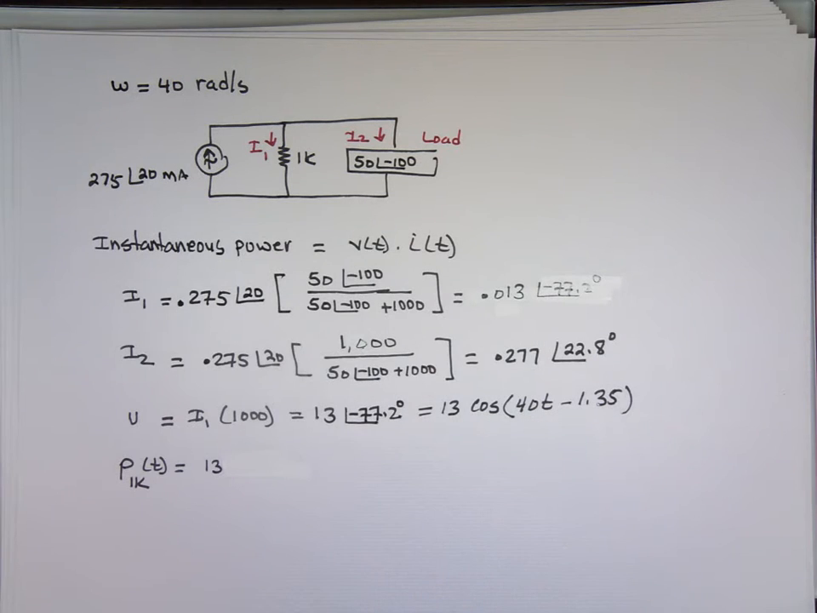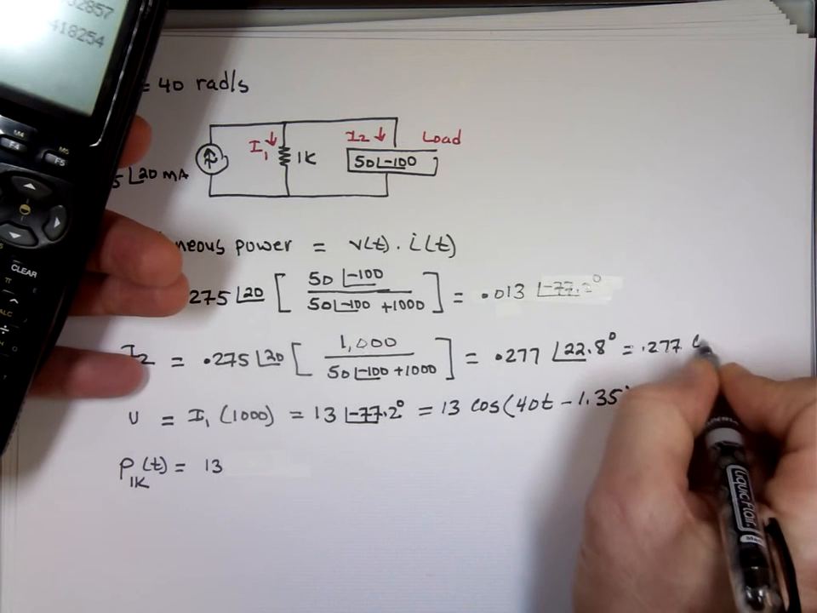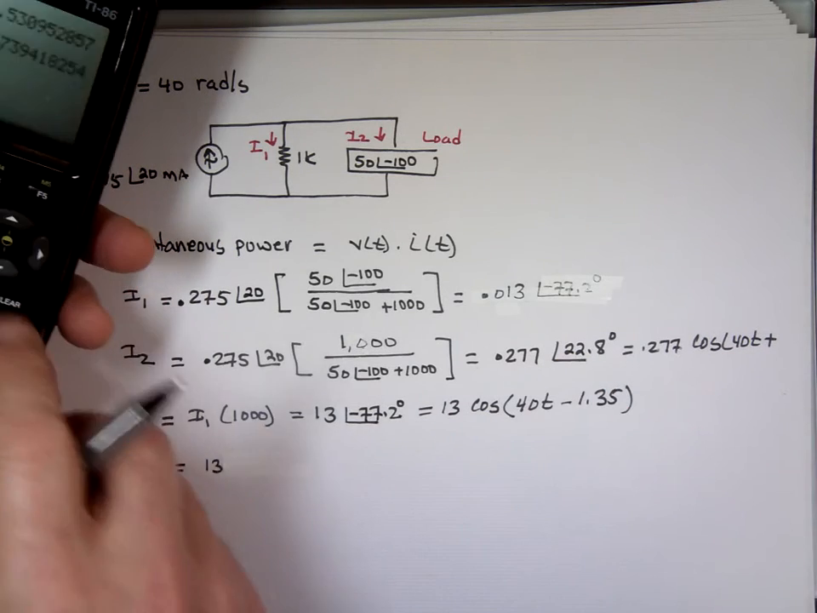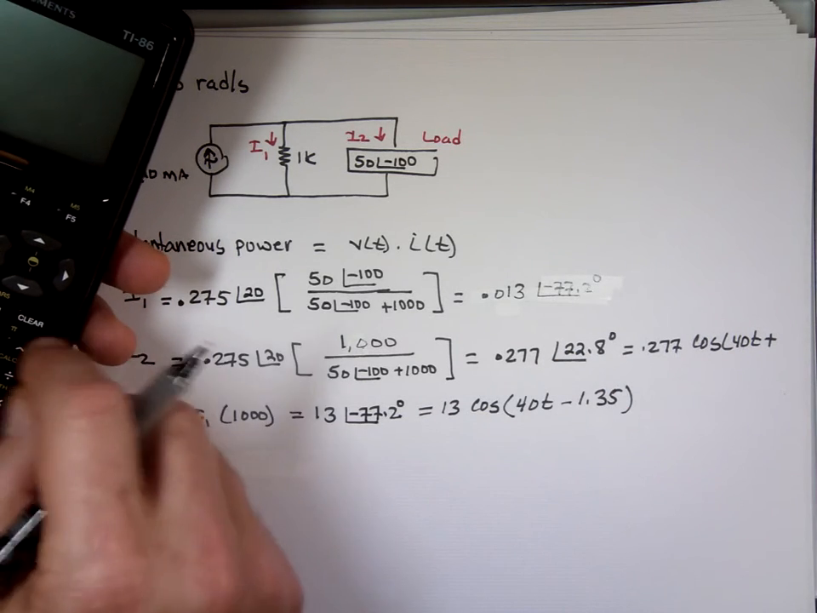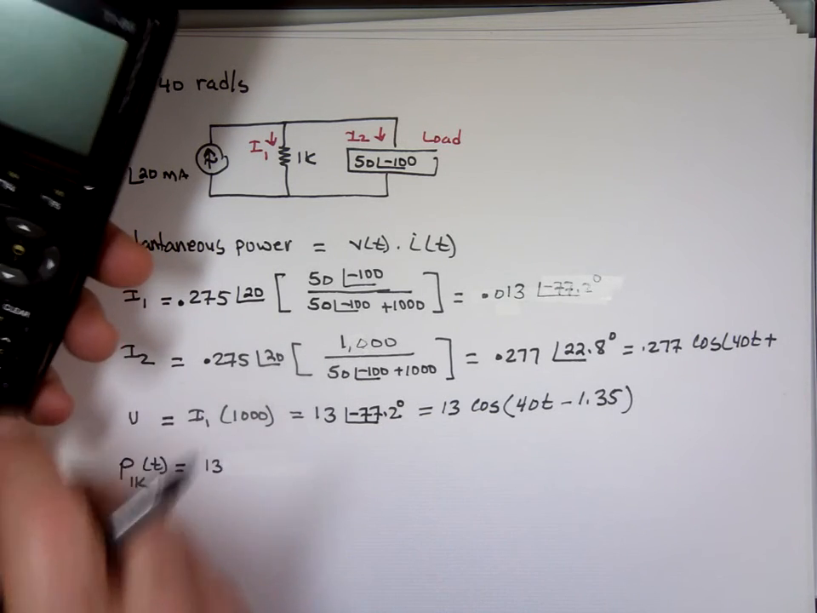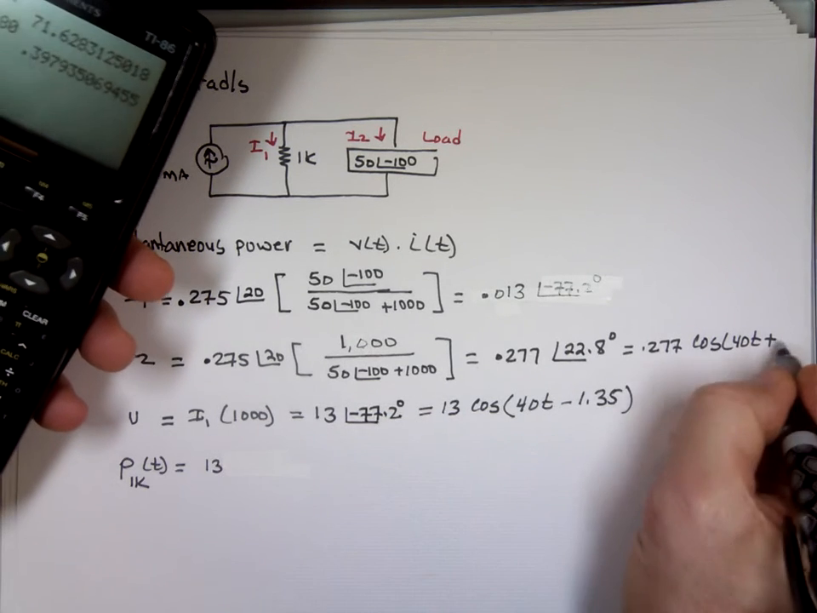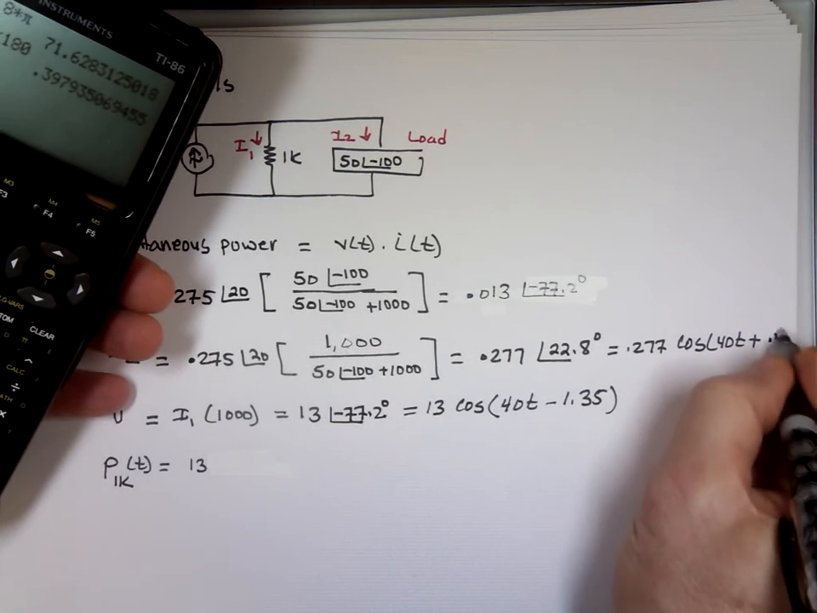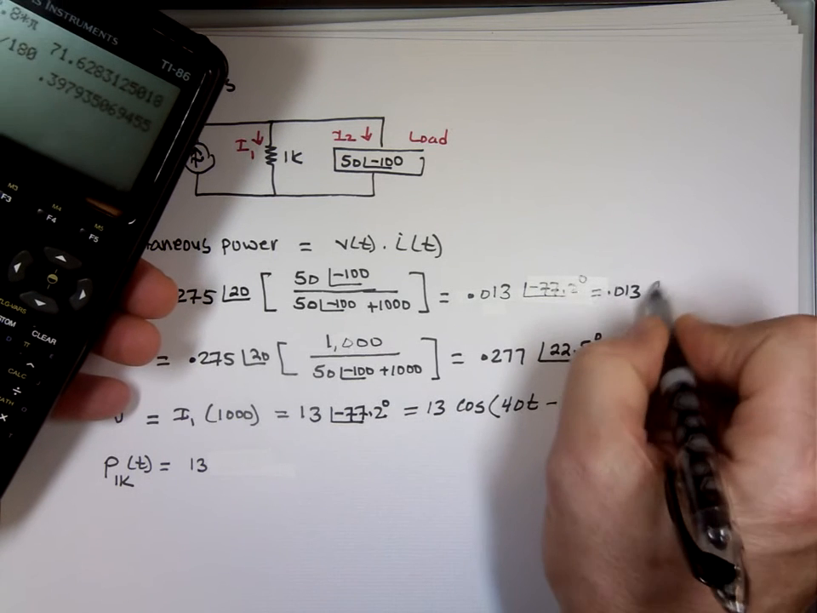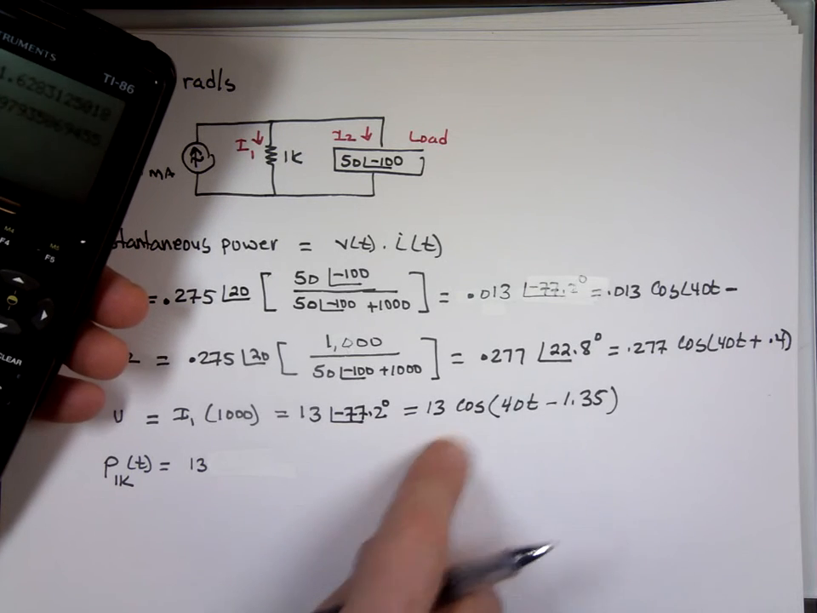And this one will be 0.277 cosine 40t. And let me convert this one to radians. 22.8 times pi divided by 180, 0.39 or 0.40. This will be 0.013 cosine 40t minus, I just did that, the 77 was what, 1.35?